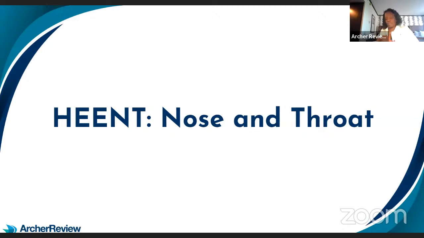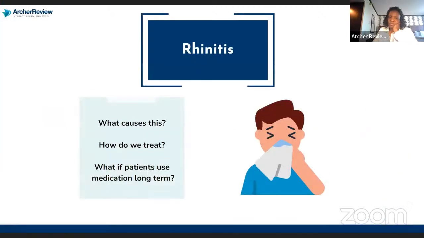Okay, let's move a little further down to nose and throat. One of the most common complaints that you hear from patients is rhinitis, runny nose, chronic rhinitis or allergic rhinitis. There are many different ways to diagnose. But how do we treat rhinitis? If it's allergic rhinitis, the first line is to remove any allergens. What's causing the nose to run? What are you around? What are the aggravating symptoms?